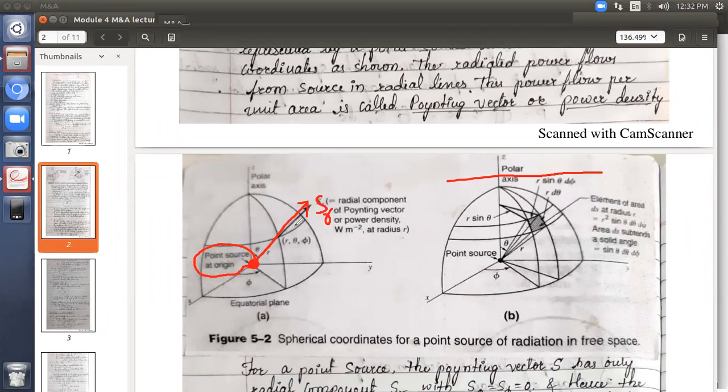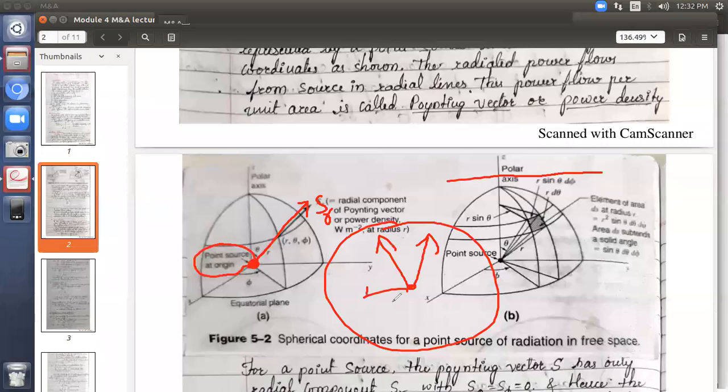So what this indicates, you imagine one ball, a sphere, with an antenna at the center. These lines indicate what? Because we are considering a point source here, in all directions it is radiating its power. The power is getting radiated in all directions. So this r indicates the radial distance. Hence, only the radial component of the Poynting vector we are considering. So this is very clear why in the power theorem we have taken only S_r.